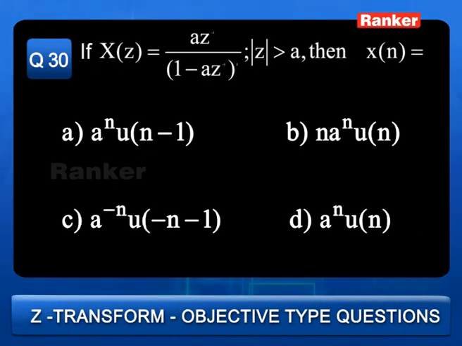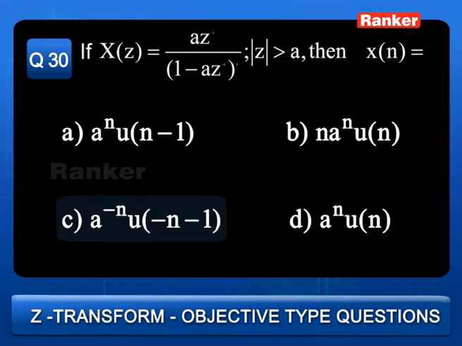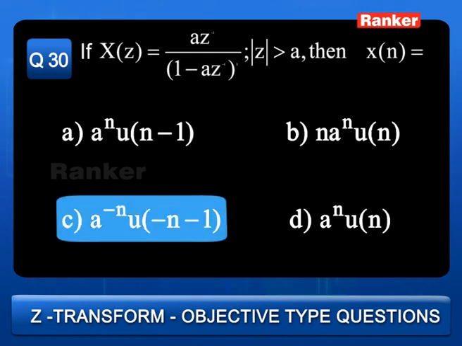Let us see the question number 30. If X(z) is equal to a z^(minus 1) divided by (1 minus a z^(minus 1)) whole square, where mod z is greater than a, then x(n) is equal to how much? Okay. So, inverse z transform. A, a^n u(n minus 1); B, n a^n u(n); C, a^(minus n) u(minus n minus 1); and D, a^n u(n). And the answer is C, that is a^(minus n) u(minus n minus 1).